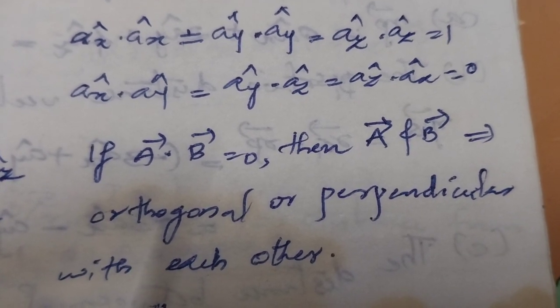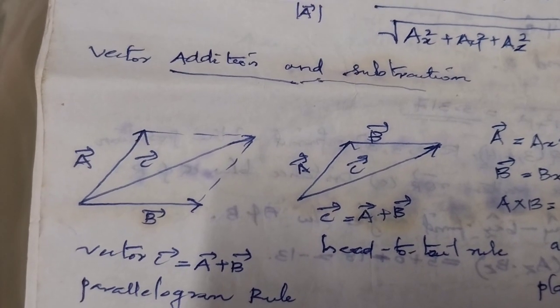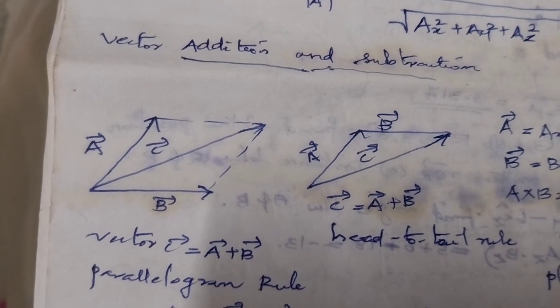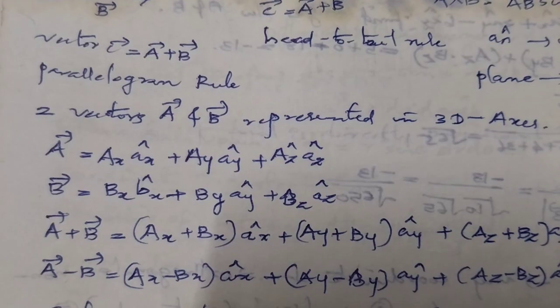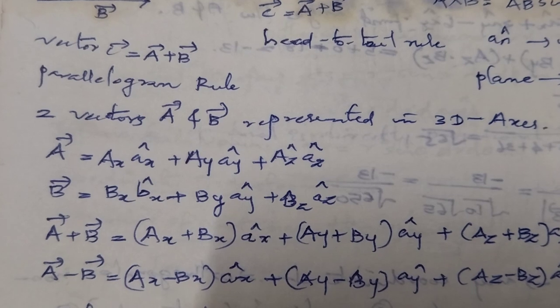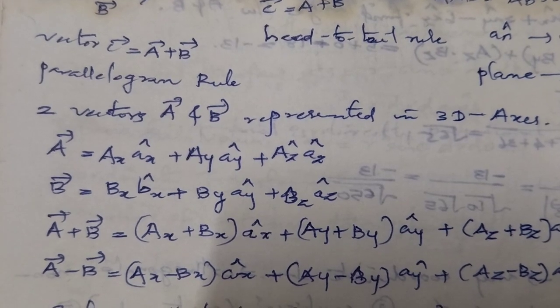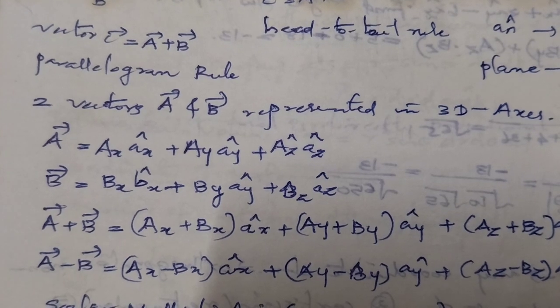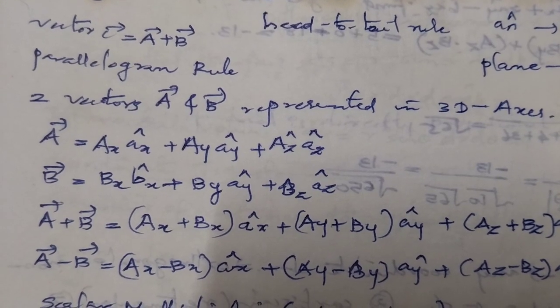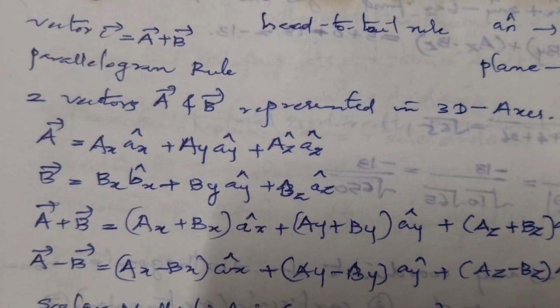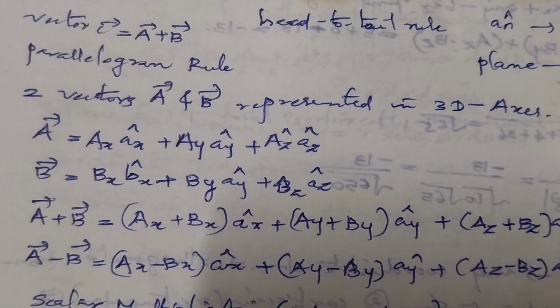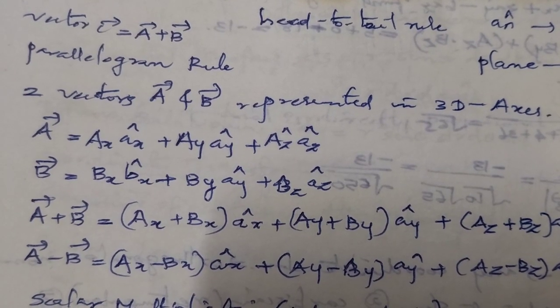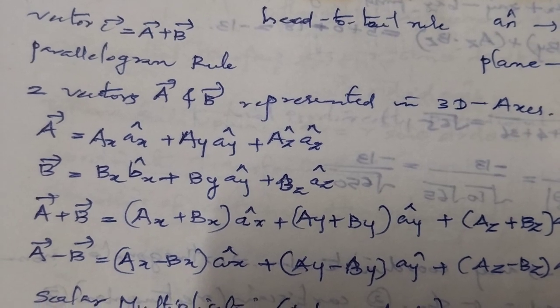with each other. Vector addition and subtraction. Vector C is equal to vector A plus B vector. Parallelogram rule. Vectors A and B represented in a 3D axis.